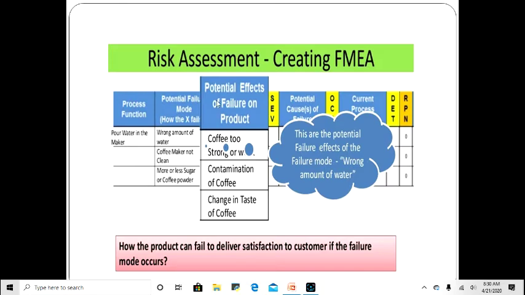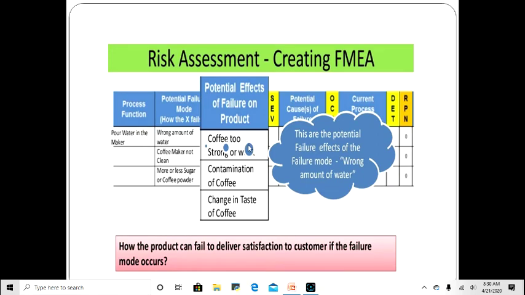That means you have listed down what are the problems that may be occurring with the pouring of water. Maybe there is a wrong amount of water. These are the potential failures that can happen. Okay, and how this failure is going to impact your product. So if you add the wrong amount of water, what will happen?